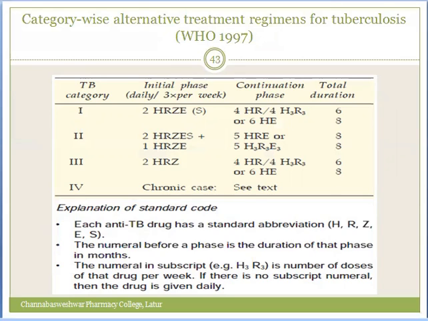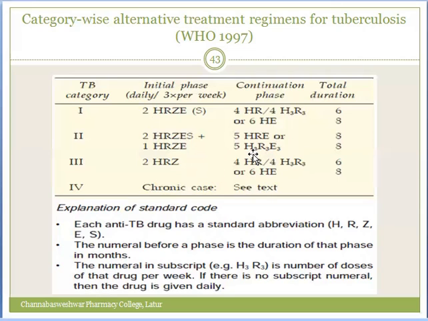Now last, we will discuss category wise alternative treatment regimens for tuberculosis as per WHO in 1997. So here it is showing category 1, category 2, category 3 and category 4 of tuberculosis. The second column shows the initial phase, the dose which is daily or thrice weekly. Then the next column shows the continuation phase, and the fourth column shows the duration of therapy. The number before a phase is the duration in months, so 2 indicates 2-month initial phase, and 4 indicates 4-month continuation phase. And look at the subscript, H3 R3.